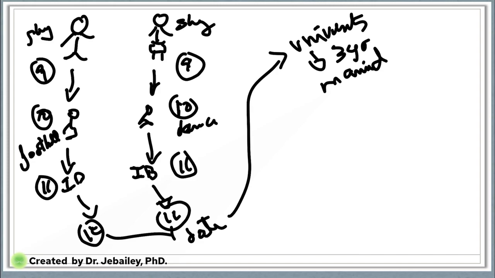Now, if I ask you, how long did it take for them to get married? That's 4 years in high school, plus another 3 years. That means it took them 7 years to get married, okay? Now, if I change the story, if I decide to put another person in the middle right here, okay?